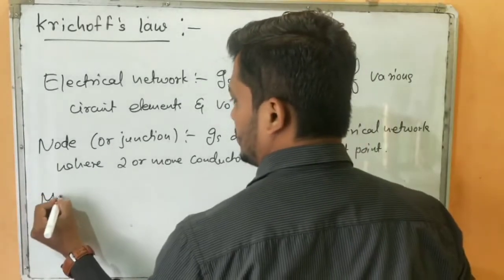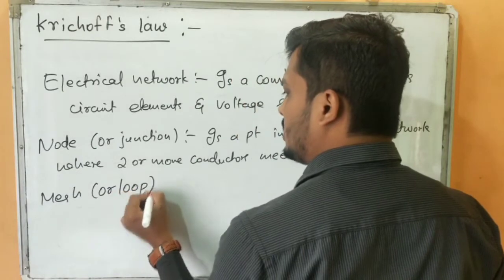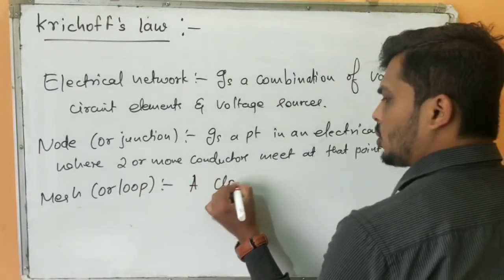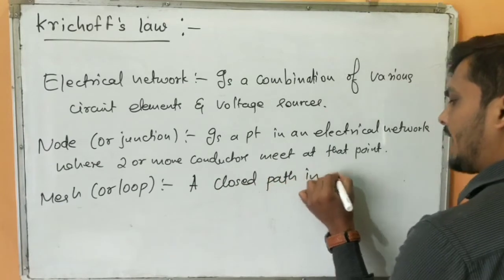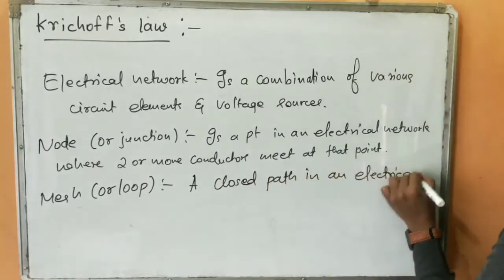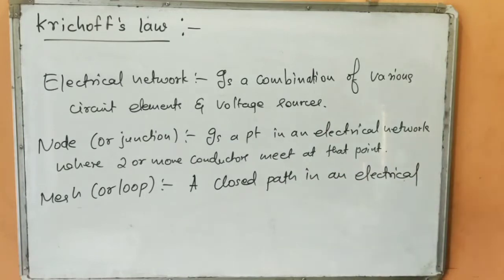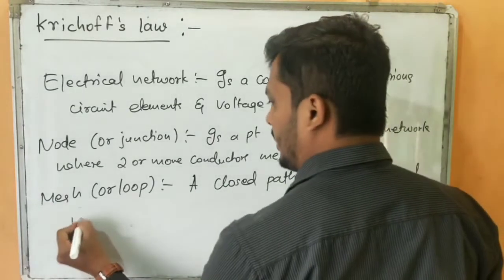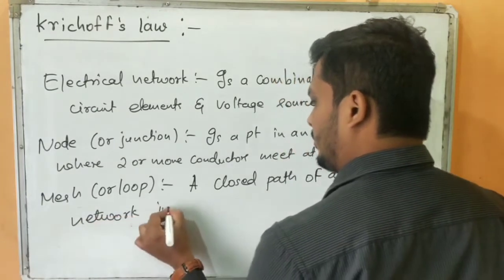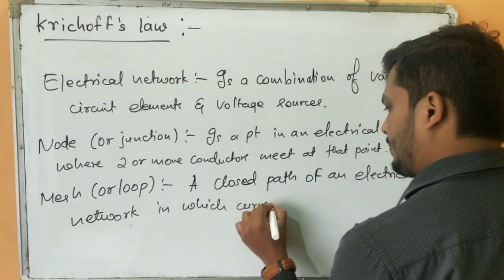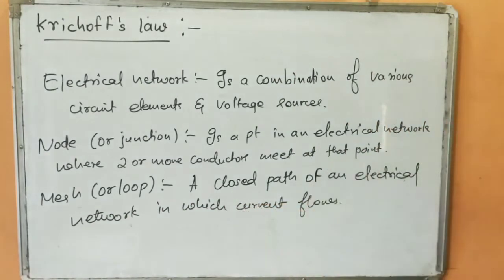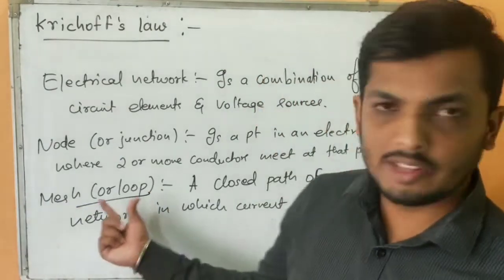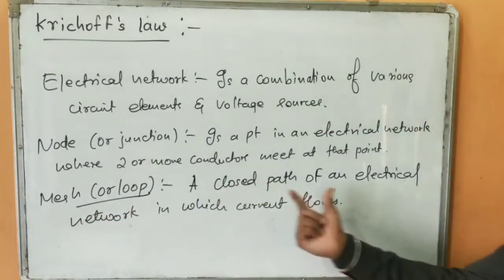Then the next term is a mesh, or in common language also called a loop. So what is a mesh? It's a closed path in an electrical network in which current flows. The name itself indicates a loop. What is a loop? A loop is a closed path, which is also known as a mesh. So a mesh is a closed path of an electrical network in which current flows.